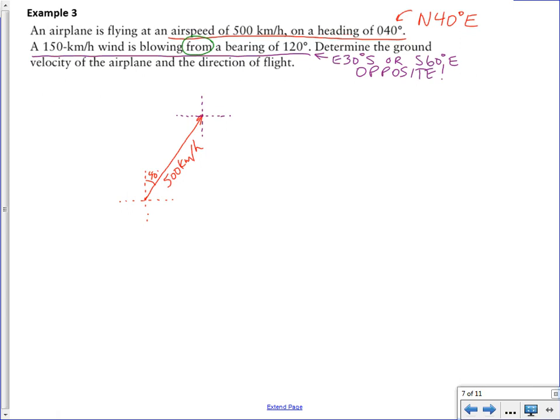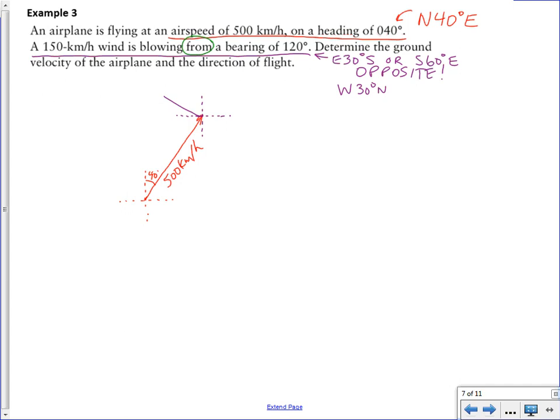The exact opposite of east 30 degrees south is west 30 degrees north. West, 30 degrees north. Make sense? So I'm going this way. And don't make it too long because it's only 150.